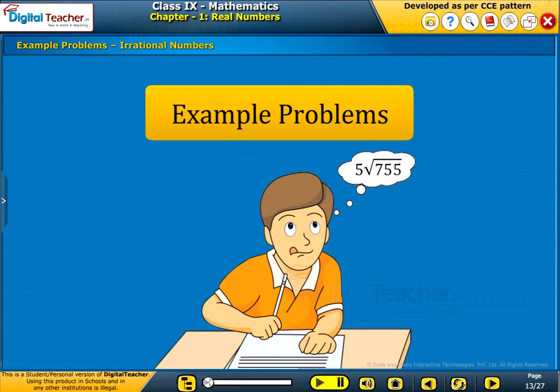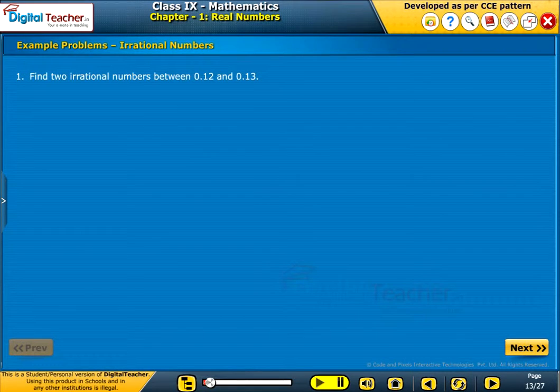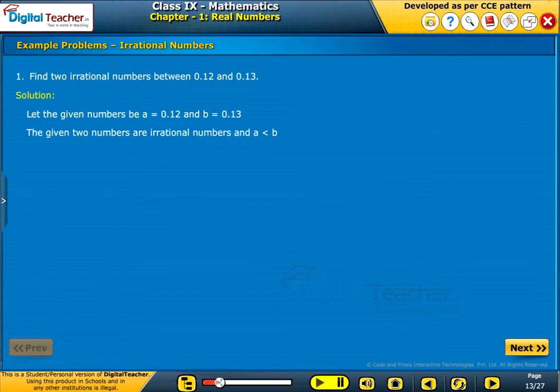Now, let us solve some example problems on irrational numbers. Find two irrational numbers between 0.12 and 0.13. Solution. Let the given numbers be A equal to 0.12 and B equal to 0.13. We observe that the given two numbers are irrational numbers and A less than B. Since by comparing both the numbers after the decimal point, the first digit is same in both the cases, and the second digit of 2 is lesser than 3.